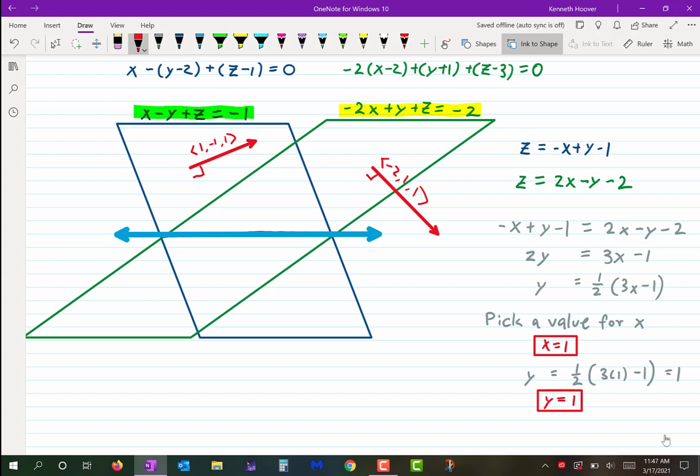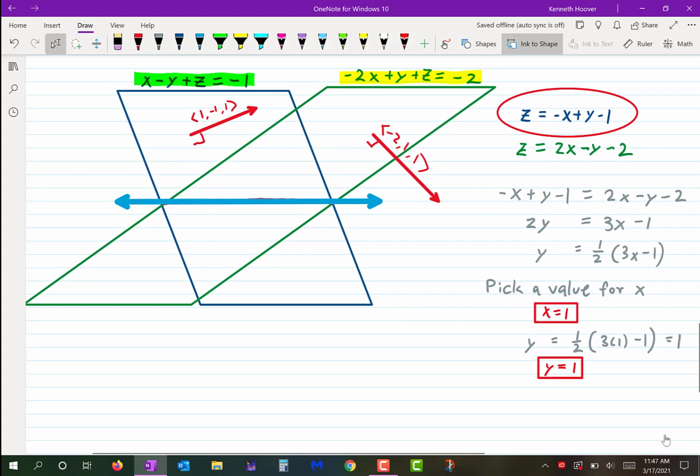Okay, and let's look up here. z equals negative x plus y minus 1, so z would have to equal negative 1 plus 1 minus 1, which means z would be negative 1. What have I just found? I have found an x, a y, and a z, right? So what object is that? That's a point. I just found a point on this line: (1, 1, negative 1).